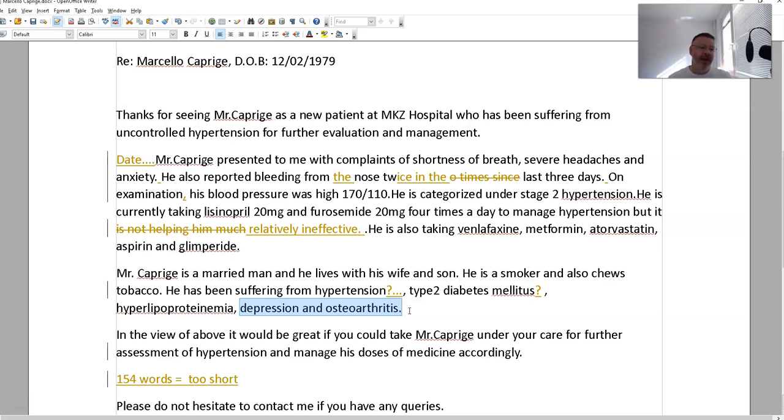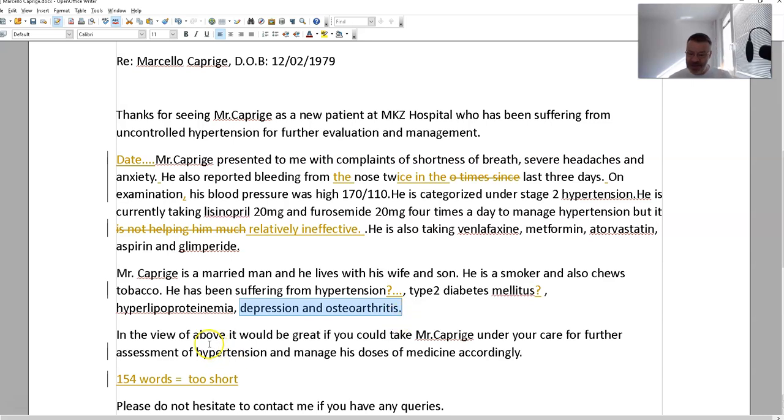"Been suffering from hypertension." Since when? How long has he been a diabetic? Right? So you've got the order out of whack. You're not telling me all this vital information. And this stuff about he's got a wife and son and deep depression.